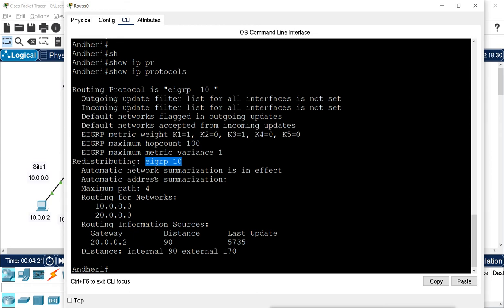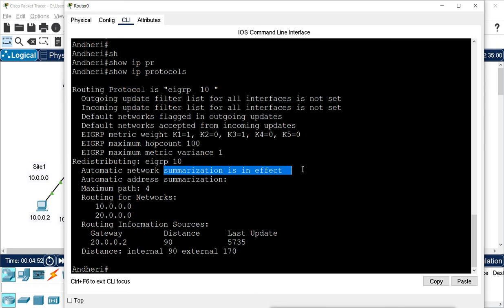Then automatic network summarization is in effect. Remember, auto summarization is on by default. It summarizes the address, and it can only summarize when we have subnetted a single network. If we created multiple subnets of a single network, it can automatically summarize. But if we have multiple different networks, it will not do auto summarization, because those networks are different. So we can do the summarization manually.